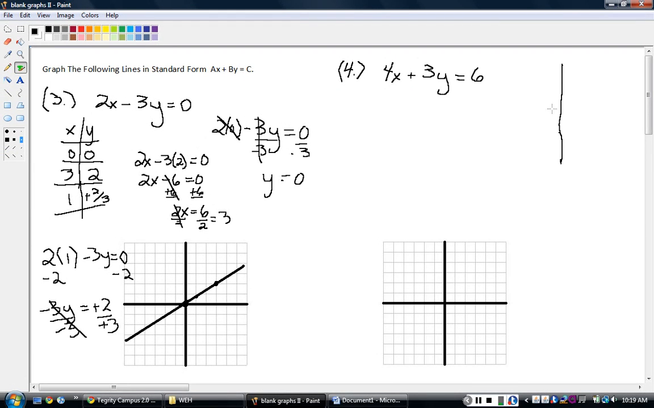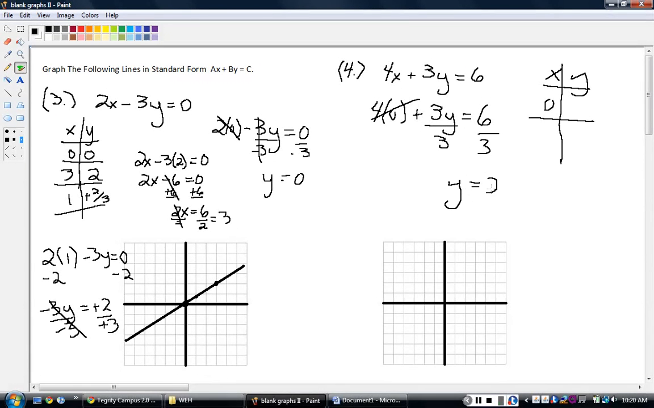Standard form, graph by intercepts, x and y. If I pick x to be 0, 4 times 0 plus 3y equals 6. That's gone. Divide by 3. And y equals 2. Okay, so when x is 0, y is 2. That was easy. Now let y be 0. See what happens.